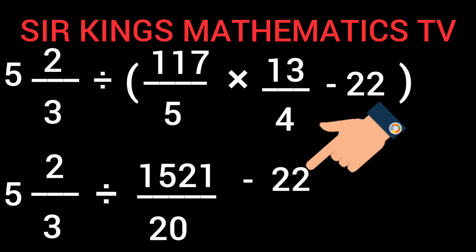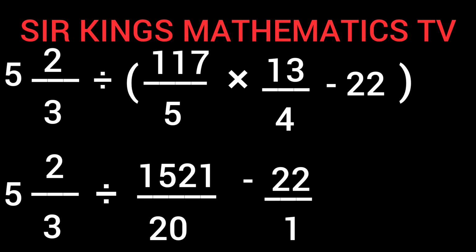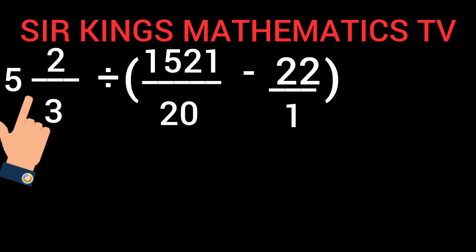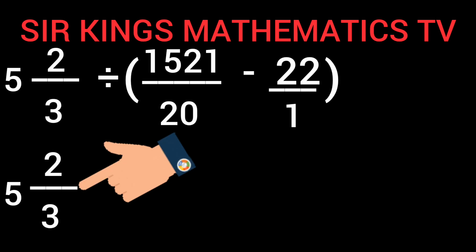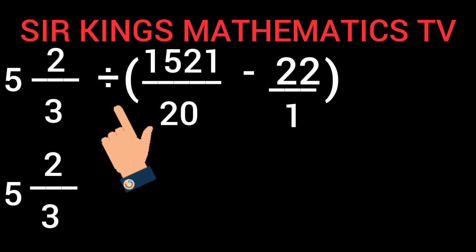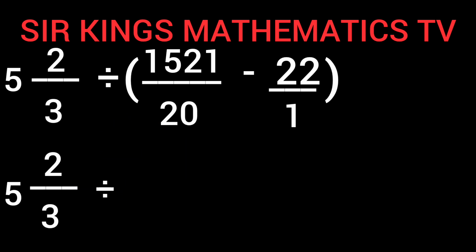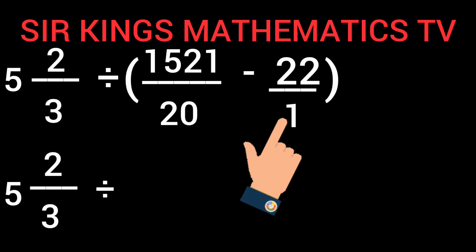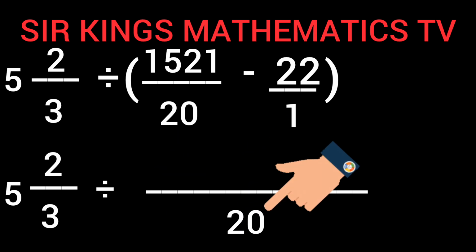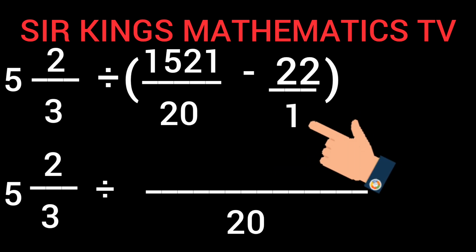Turn this whole number here to fraction to help us find the LCM by adding over 1. Close the bracket. Write down 5 2/3. Write down divide sign. Now LCM of 20 and 1 is 20. Remember, this one here is just for the purpose of finding the LCM. Now let's proceed.